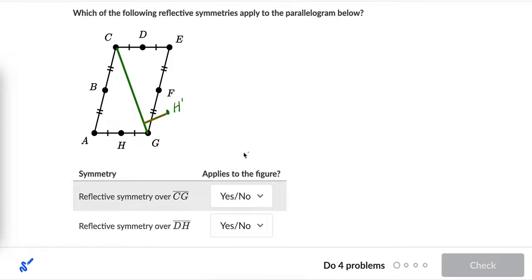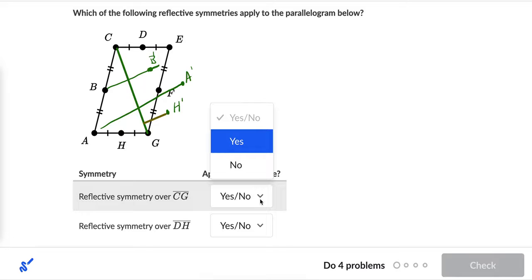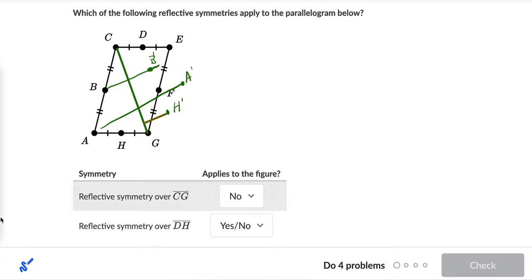So what you would expect is you would expect A to map directly across over here. So A dash would be roughly here, and you would see B dash being roughly here. So that would be a reflective symmetry across the line segment CG. So this is not a reflective symmetry across the line CG. Let's take a look at the line DH.